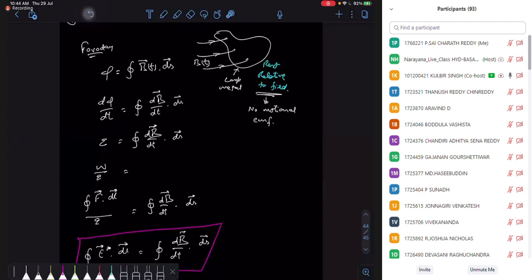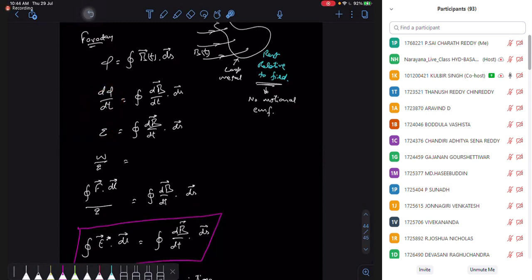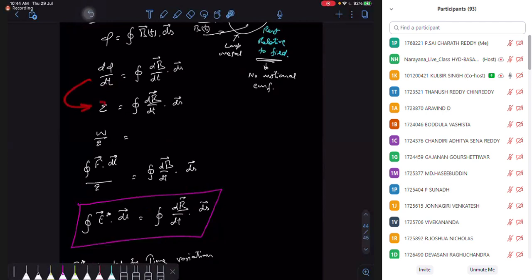But if we just notice here, flux is changing because the magnetic field is changing with time. So my flux is changing because of the magnetic field. And this flux change creates the EMF that we know from experiment. Experiment has given me that idea. So here my EMF is there.